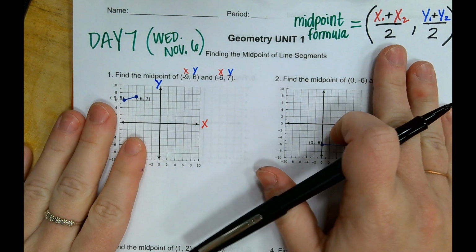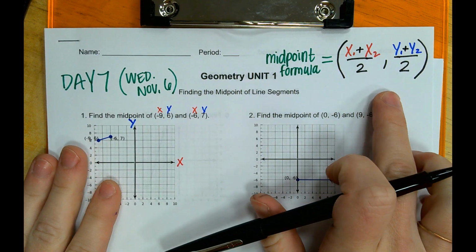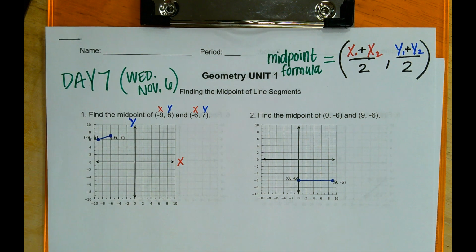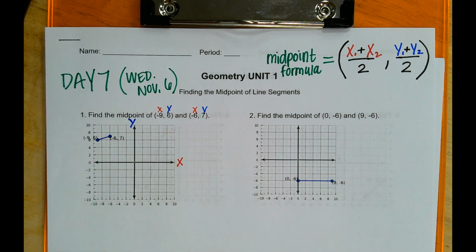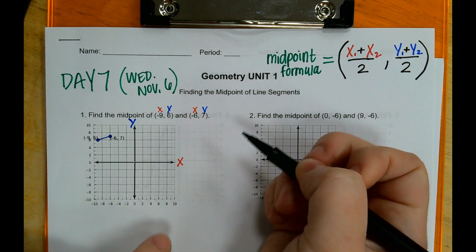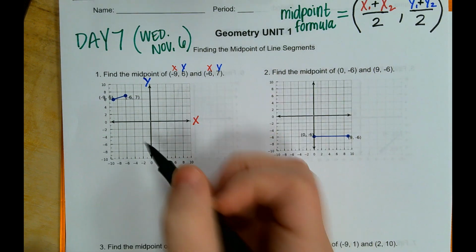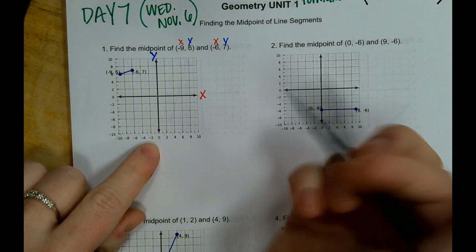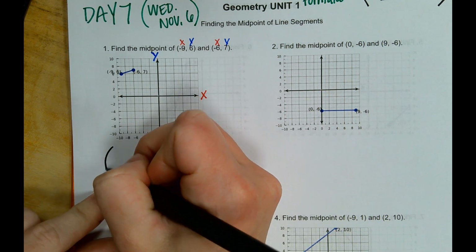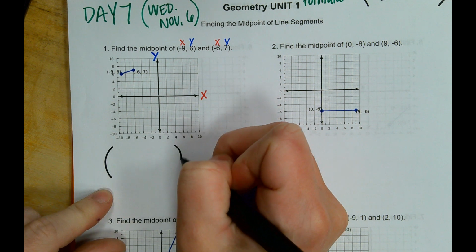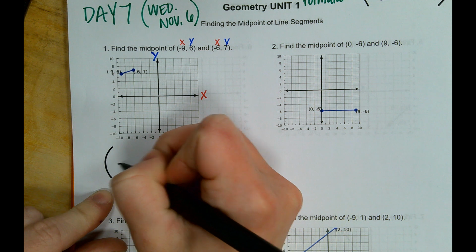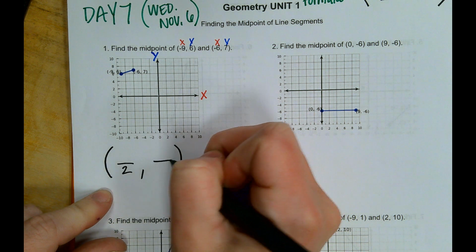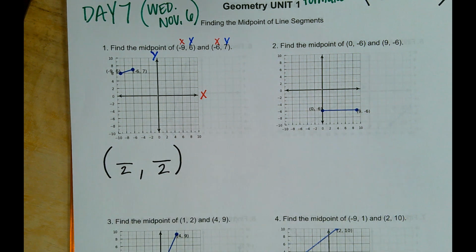Okay, so let's use this midpoint formula to solve number 1. So I have my x's and my y's labeled. Let's just plug them into that formula. I'm going to actually write my work under the problem, I think. Yeah, give me a little more room. I'm going to make my big parentheses and my comma and my divide by 2 for both.